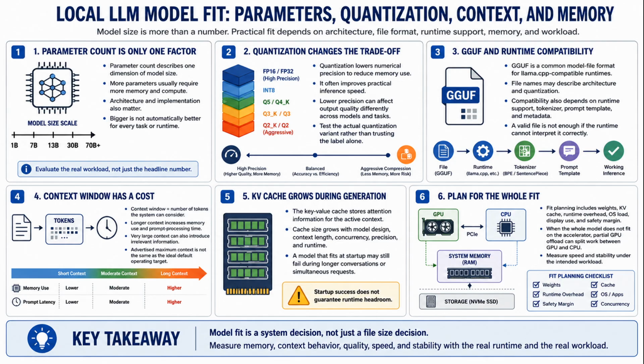Parameter count describes one dimension of model size, but architecture and implementation also matter. More parameters usually require more memory and compute, yet a larger model is not automatically better for every task or runtime. Quantization reduces numerical precision to lower memory use and often improve practical inference speed. Lower precision can affect output quality differently across models and tasks. Test the actual quantization rather than assuming one label guarantees a result.